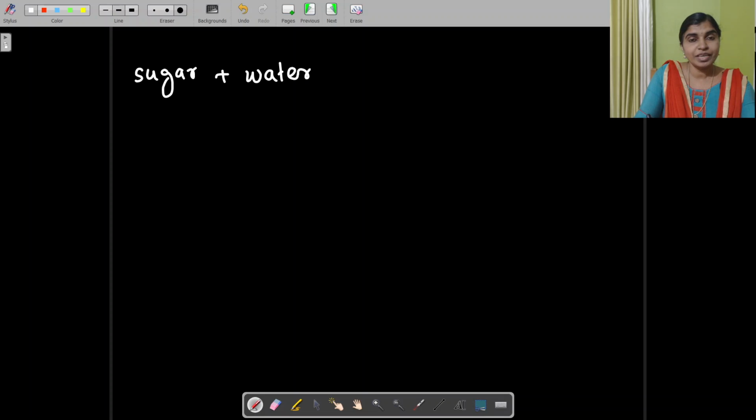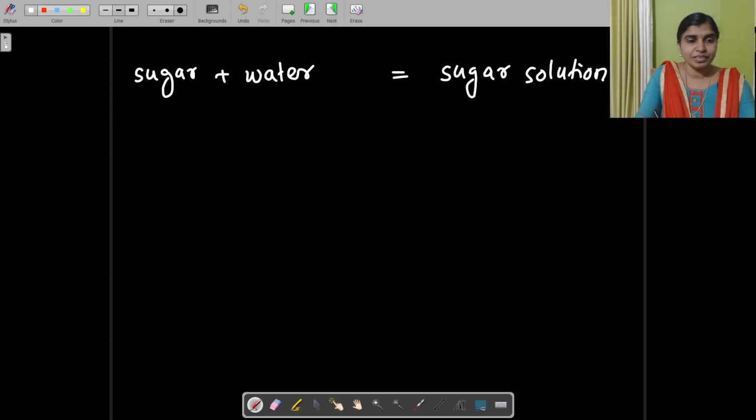The next topic is related to solution. What is meant by solution? For example, if we take a little sugar and add it into some water, sugar and water produce sugar solution. And what is sugar here? That is called the solute. And water, which is present in excess quantity, is called the solvent. Solute and solvent produce solution.